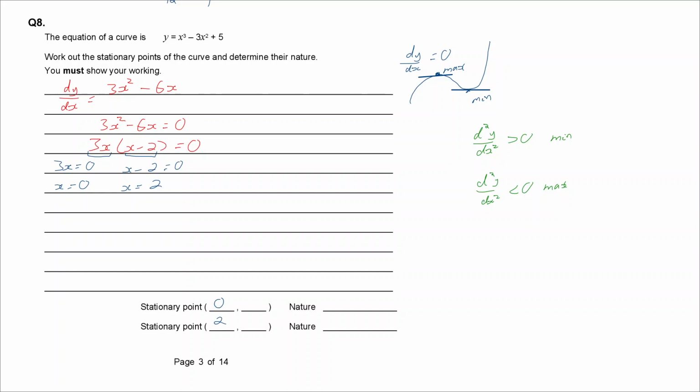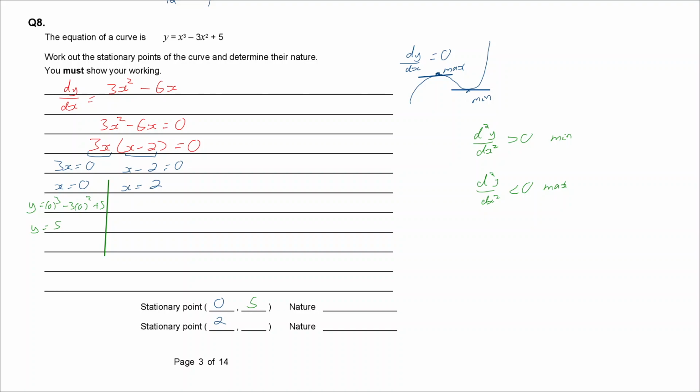Now to get the y coordinates, you've got to put the x values into the original curve, which is y up here. So when x is 0, we're going to put it into this up here. So when x is 0, we get y is equal to x cubed, so 0 cubed minus 3 times 0 squared plus 5, which is just going to give you 5. So when x is 0, y is equal to 5.